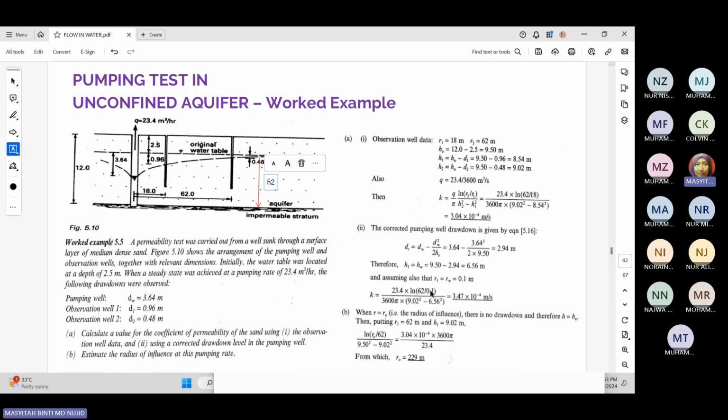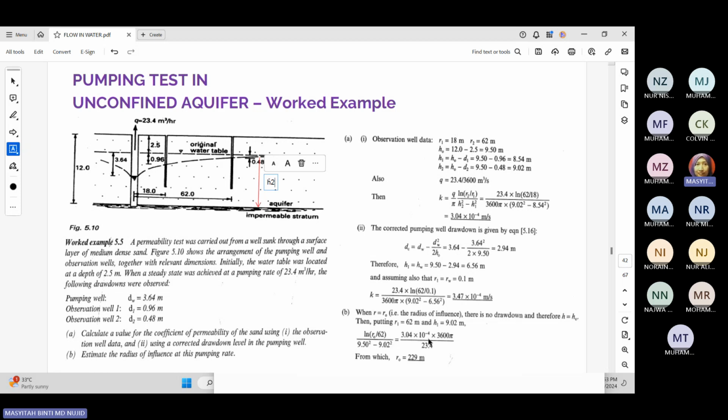Okay, in this case we assume that R1 equals RW. RW for the drawdown is the horizontal distance for drawdown, which is 0.1 meter. So you get the second corrected coefficient K as 3.47 times 10 negative 4 meter per second.